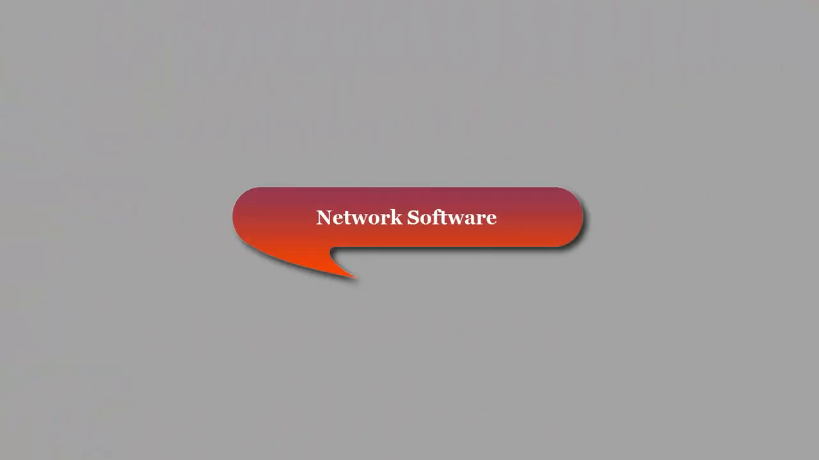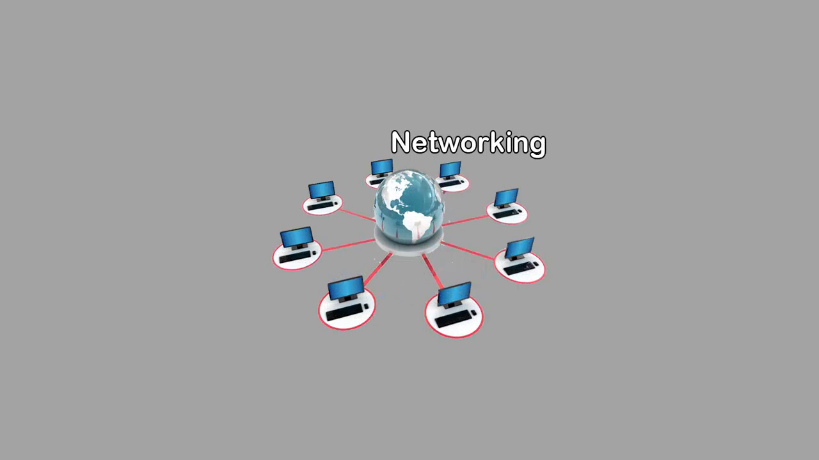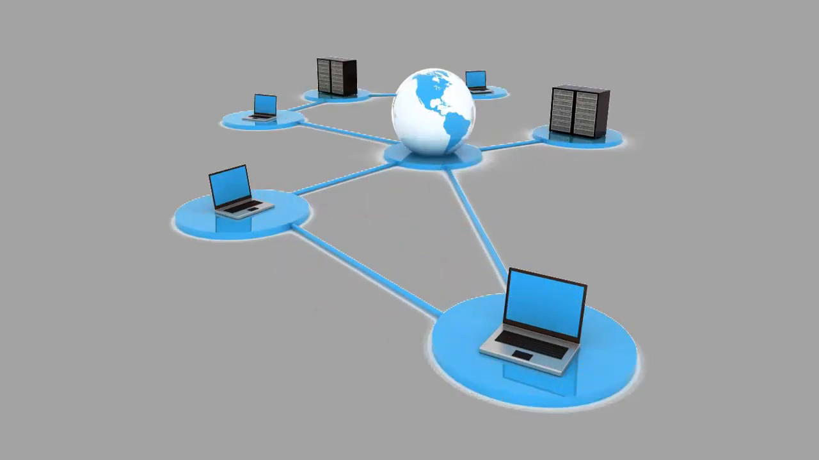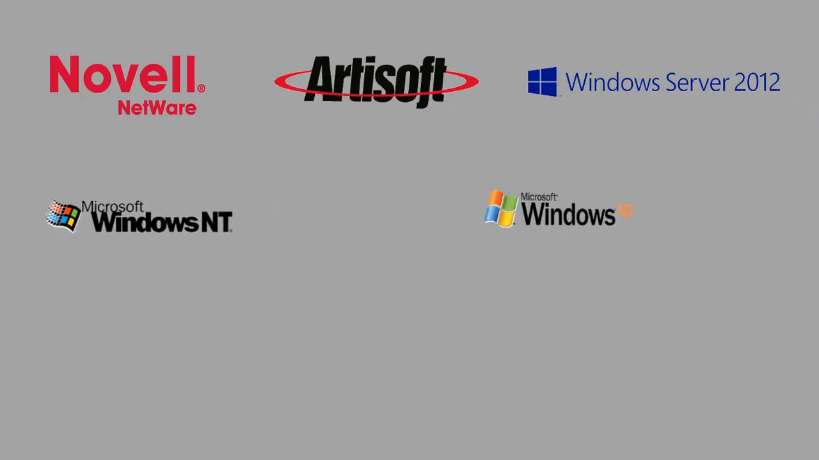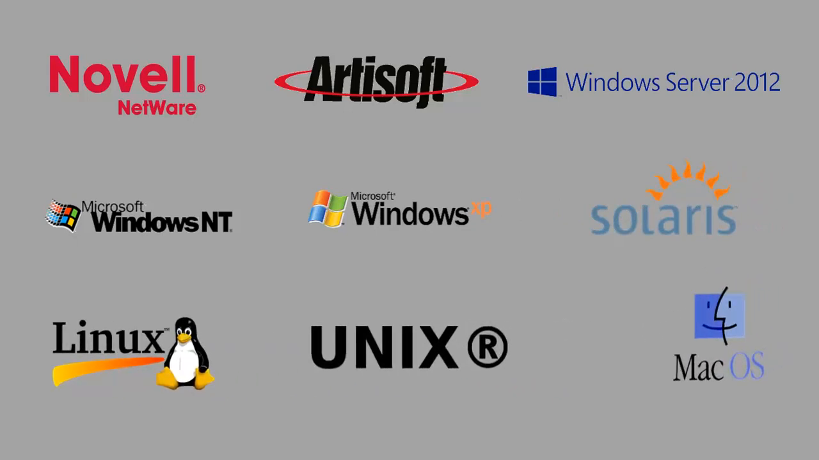Network software. Software controls the operations of computer networks. The software that manages the resources of the network is often called the network operating system. Servers in LANs rely on network operating systems such as Novell NetWare, Artisoft's LANtastic, Microsoft Windows Server and Windows NT, Microsoft Windows XP, Sun Solaris, Linux, etc. Some operating systems such as Unix and the Mac OS have networking functions built in.